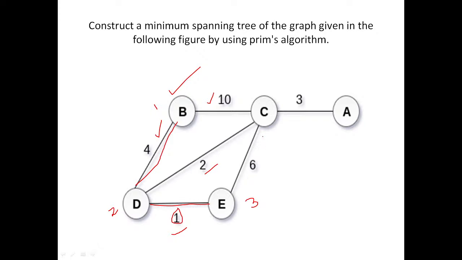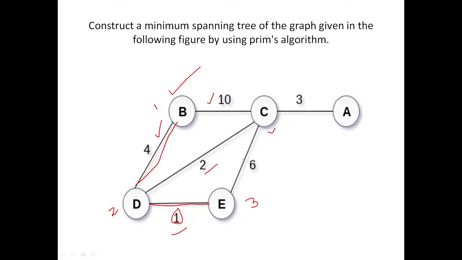When we are considering C, first we have considered B. BD and BC were the adjacent edges, and BD was the minimum one. So, BD was considered in the minimum spanning tree. Next, for D, DE and DC were the unvisited edges. So, DE will be considered as it is the minimum one, in the minimum spanning tree. Now, E is our new vertex.